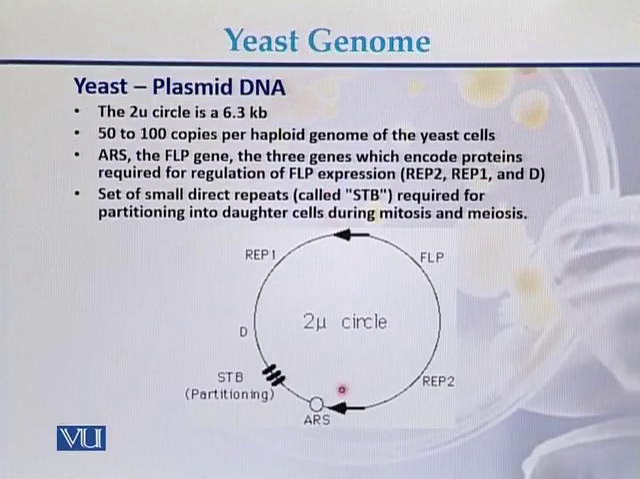Here we can see this is ARS. Here is the gene for FLP, and REP1 and REP2. These are genes, and the D gene. These genes are required for the regulation of FLP. A small set of direct repeats called STB are also present in the plasmid DNA. These small direct repeats are usually used during the process of mitosis and meiosis and cell division of the yeast cell.